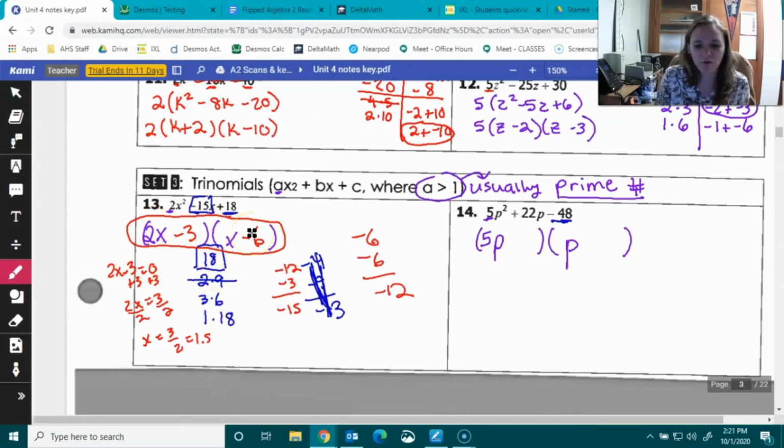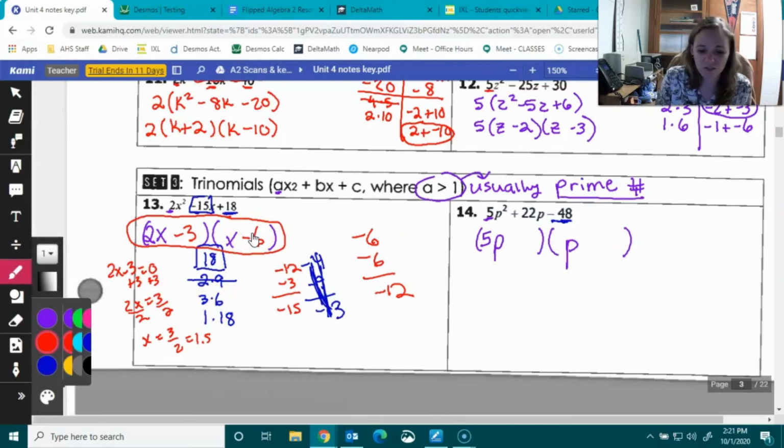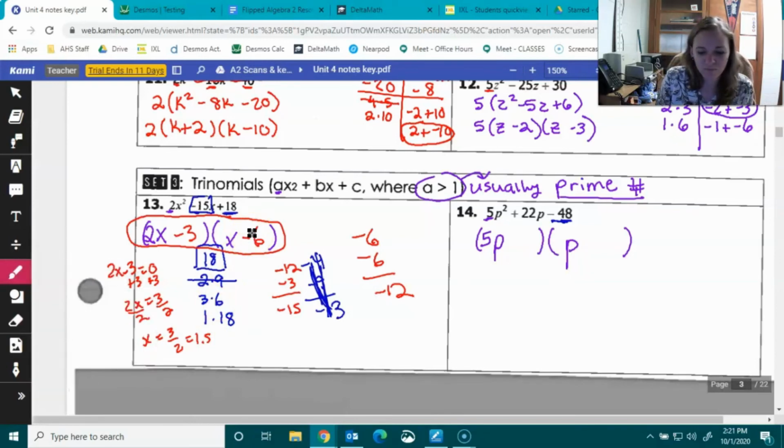So remember, you can always FOIL this back in, and that's just another way to check your answer. This is kind of what you're doing when you do this process. 2x times x is 2x squared. 2x times 6 is negative 12x. Negative 3 times x is negative 3x. So these will combine and give you that negative 15.